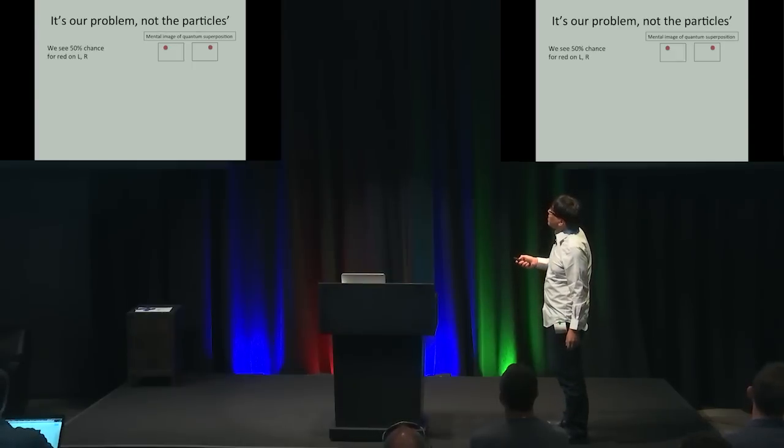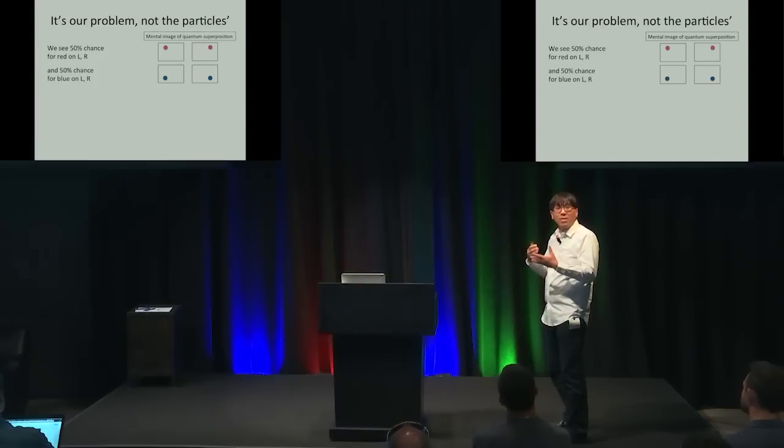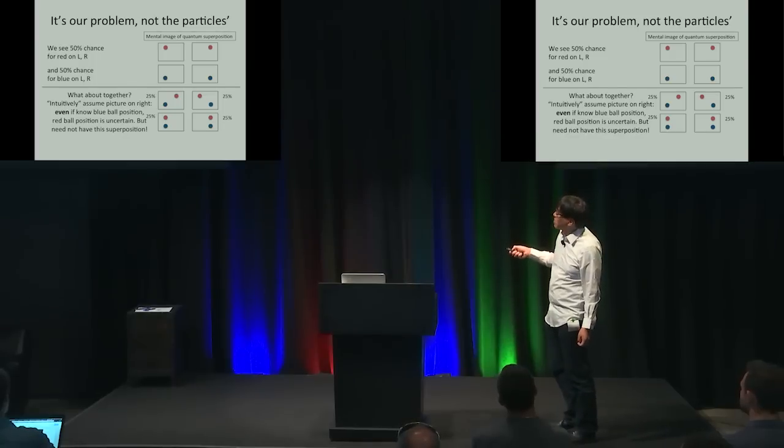following. So when I tell you there's a 50% chance to see red particles on the left or right, you make this mental image of where the particles are. And then when you say there's a 50% chance of blue particle on the left or right, you make this mental image. And then for the total combined states of the two particles, inside your head, it's most natural to think that it really looks like this, that there's a 25% probability that the system is in this state, or in this state, or in this state, or in this state.